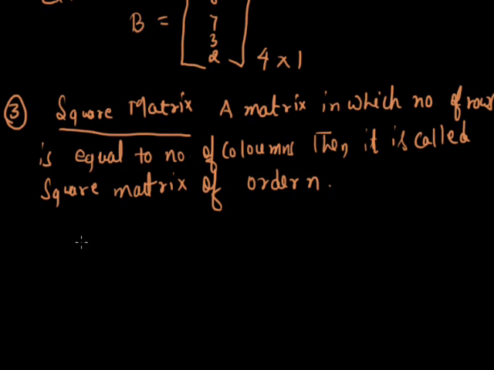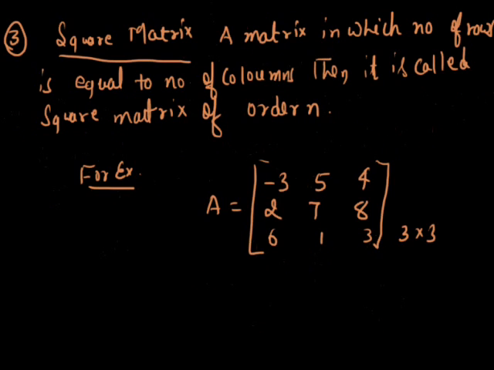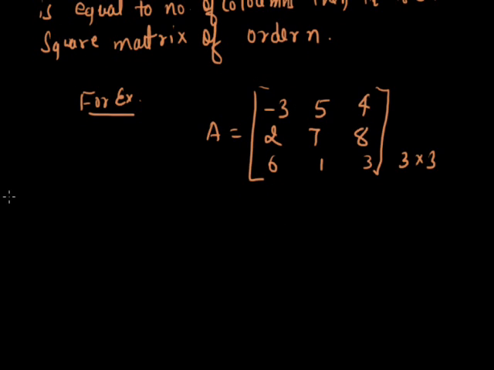For example, A equal to minus 3, 5, 4, 2, 7, 8, 6, 1, 3. So how many rows are there? 3. And column 3. So this is a square matrix of order 3. Now next type of matrix.